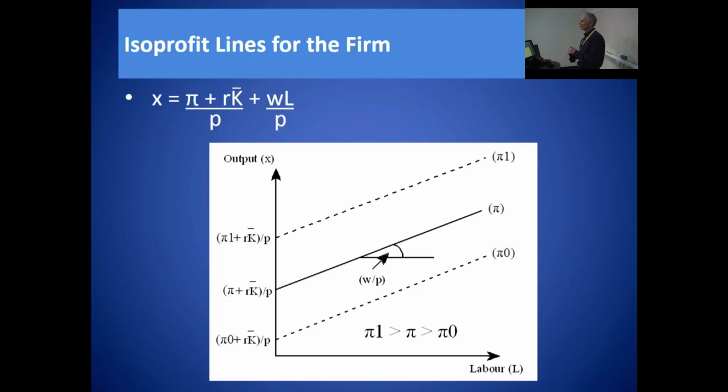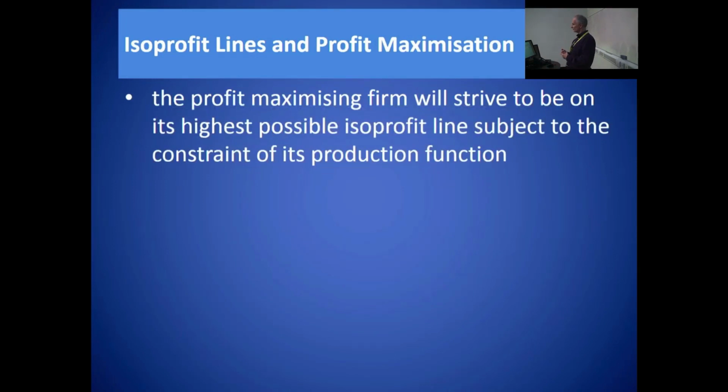So, were I to ask you the question, what does the firm want to do? Of all those iso-profit lines there, which one would the firm rather be on? They have the choice of being on that one there and enjoying a level of profits pi 1, or have the choice of being on that lower one there and enjoying profits of pi 0. So if I asked you that question, the answer would be fairly obvious. The firm wants to make as much profit as possible. Therefore, it wants to be on its highest possible iso-profit curve.